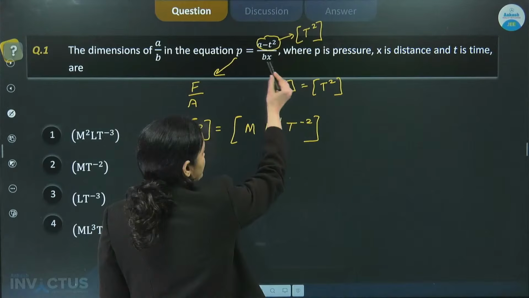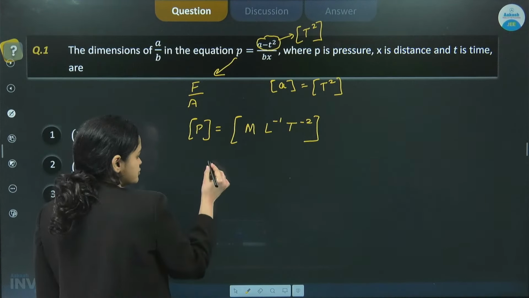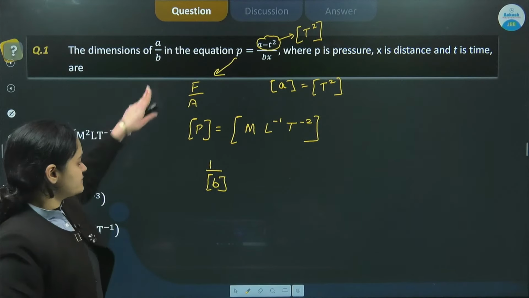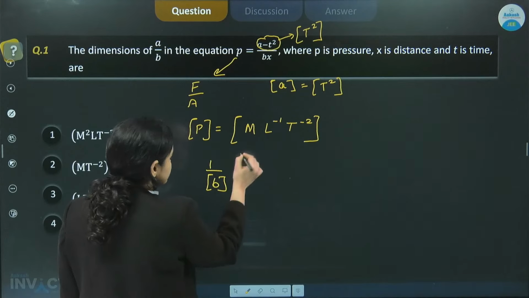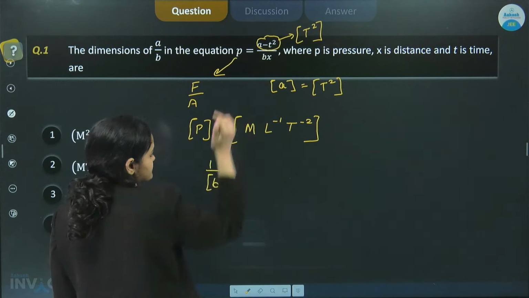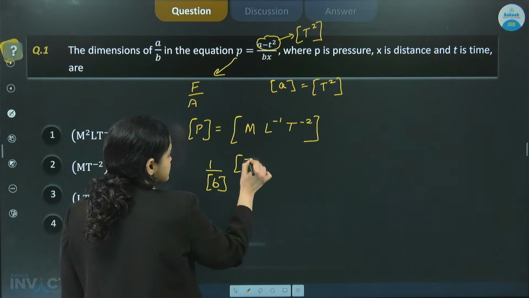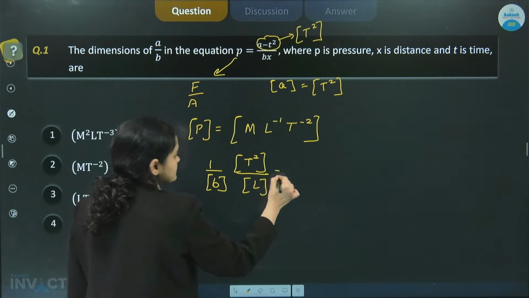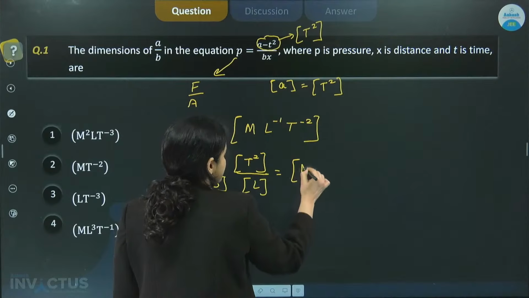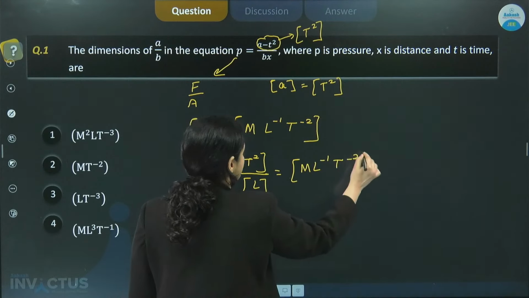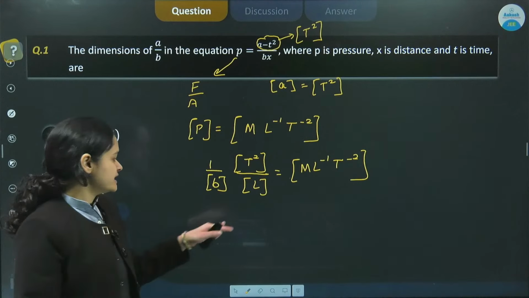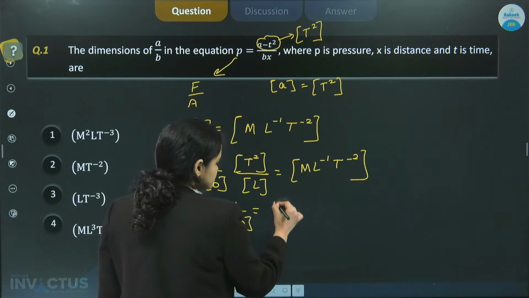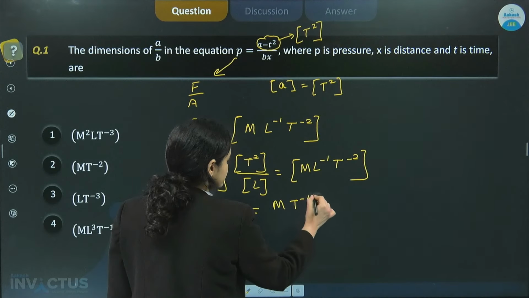Dimension of force divided by the dimension of area. Now with the help of this equation, we can find out the dimension of 1 by B, because we ultimately have to find out the dimension of A by B. I'm just placing the dimensions in this equation. So this is 1 by B, this is T square for the numerator upon dimension of x, that is L. Now the dimension of pressure is m L to the power minus 1 T to the power minus 2. This gives us the dimension of 1 by B as m T to the power minus 4.